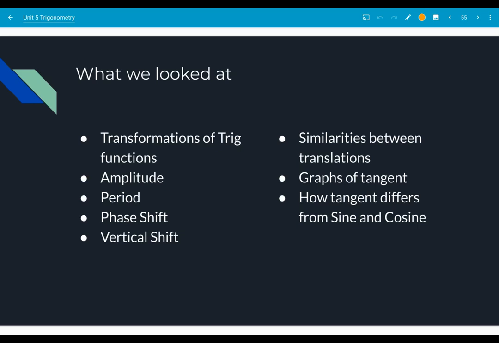So in this video, we looked at transformations of trig functions, specifically amplitude, period, phase shift, vertical shift. We hinted at and talked about the similarities between function translations and trigonometric translations, and we briefly looked at the graph of tangent.